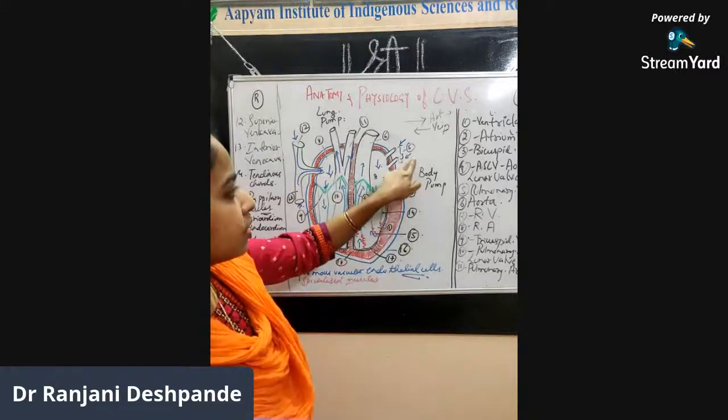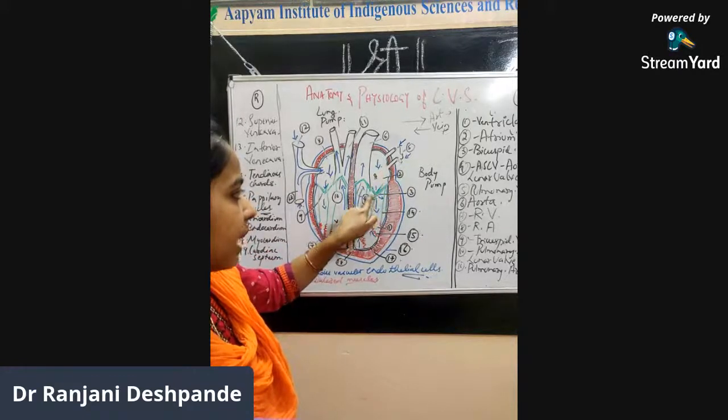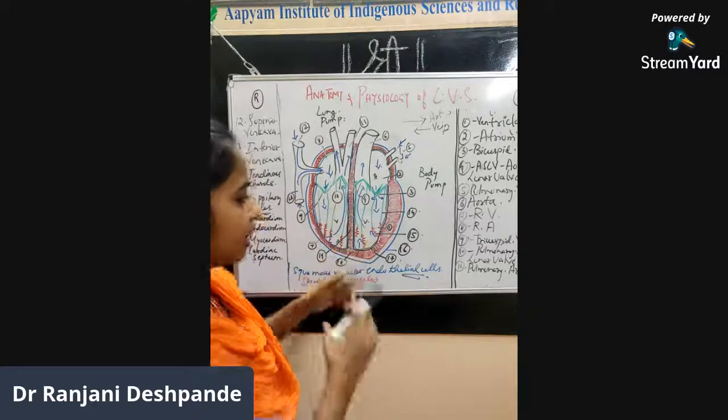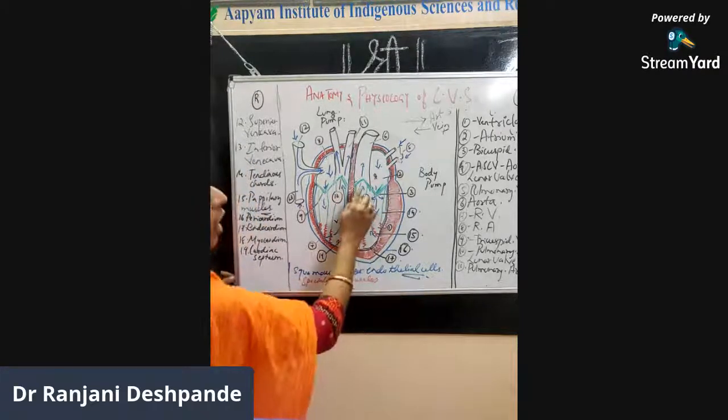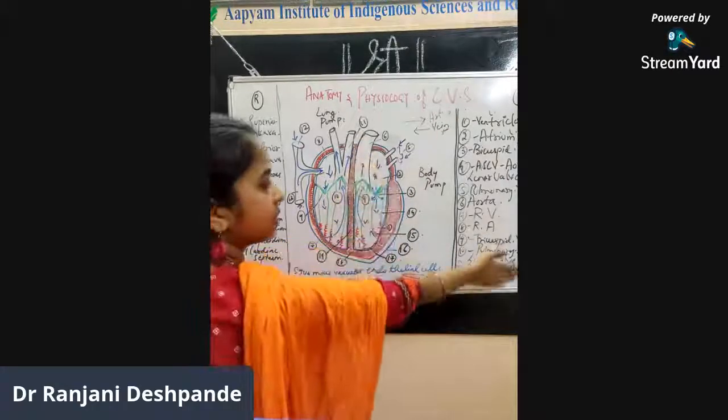So oxygenated blood coming from the pulmonary vein will come into the left atrium, and this bicuspid valve will open. Blood will come into the left ventricle. It will contract. It will move. How? The ASLV will open and it will move into the aorta, and from aorta to systemic circulation.